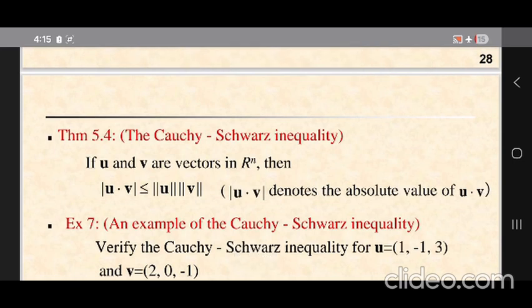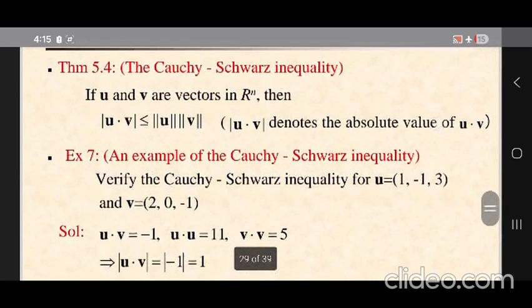Theorem, the Cauchy-Schwarz inequality. If u and v are vectors in R power n, then the modulus of u dot v is less than or equal to norm u times norm v. It is called the Cauchy-Schwarz inequality.